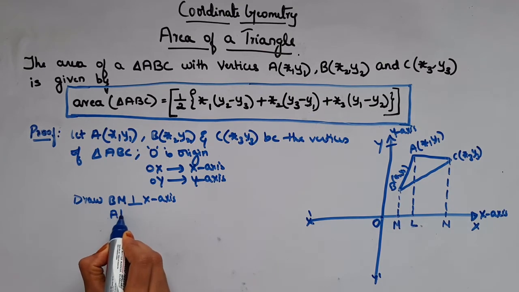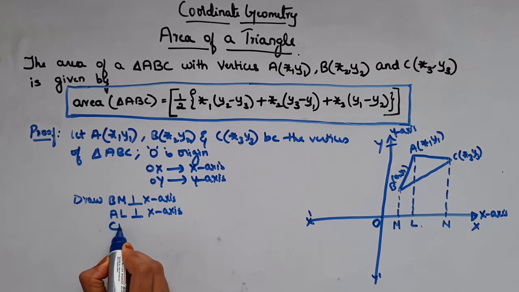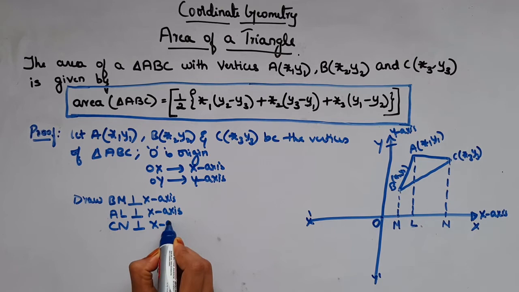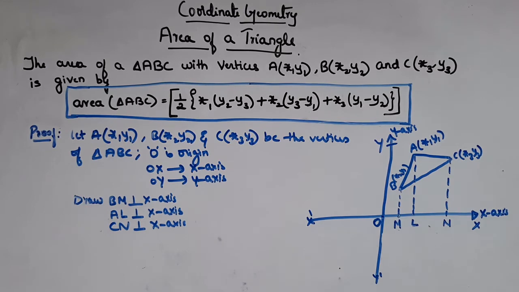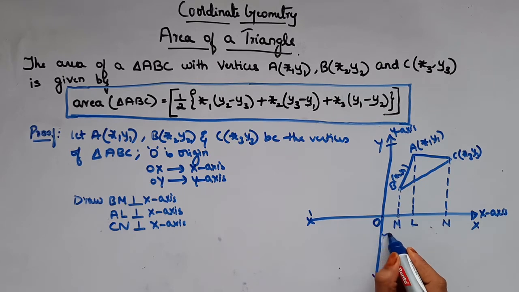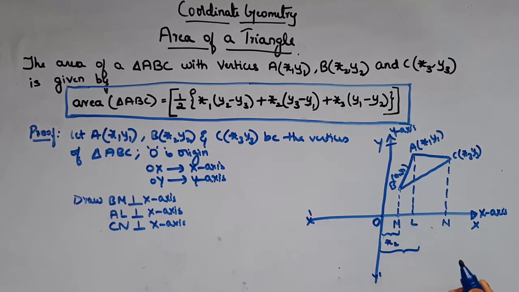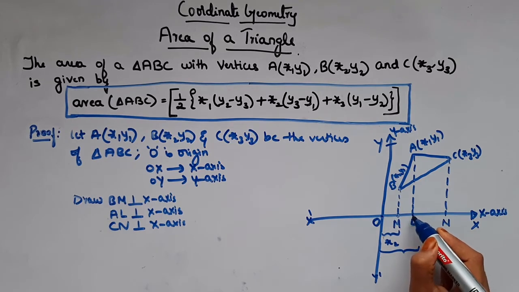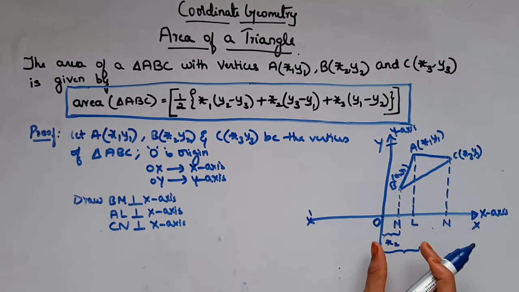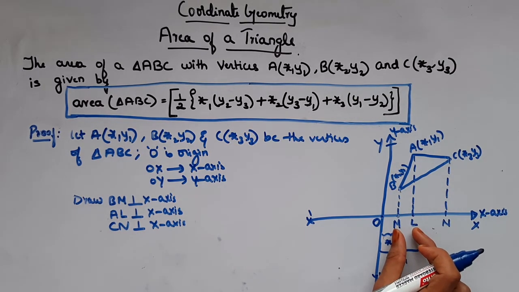Similarly, what did we do? AL perpendicular to the x-axis, right? And CN perpendicular to the x-axis, right? Now let's see what is OM. M is a point on the x-axis, right? So here we have (x2, y2). So this is your x2, right? So OM is x2. Similarly, what is OL? L is a point here on the x-axis, right? So L, here we have (x1, y1). So OL is x1.